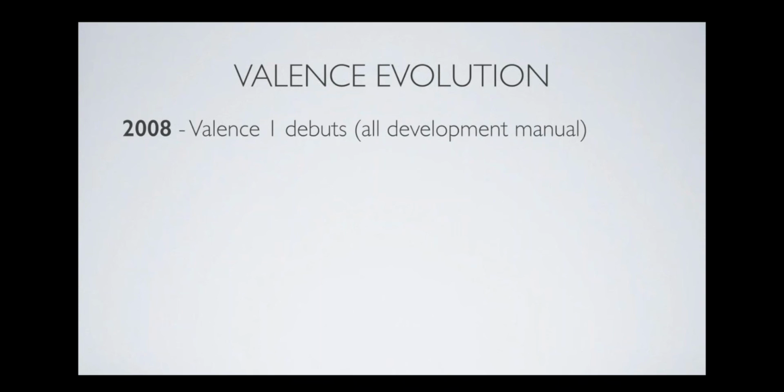It first debuted, Valence 1, in 2008, and all the development done in Valence at that time was manual. You had to learn how to do that. You had to learn how to be a good designer. You had to learn how to lay out the user interface and develop everything manually. Over time, customers said, Valence is fabulous. I love the user interface. It's magnificent. But we need to be able to do things faster and with less of a learning curve.